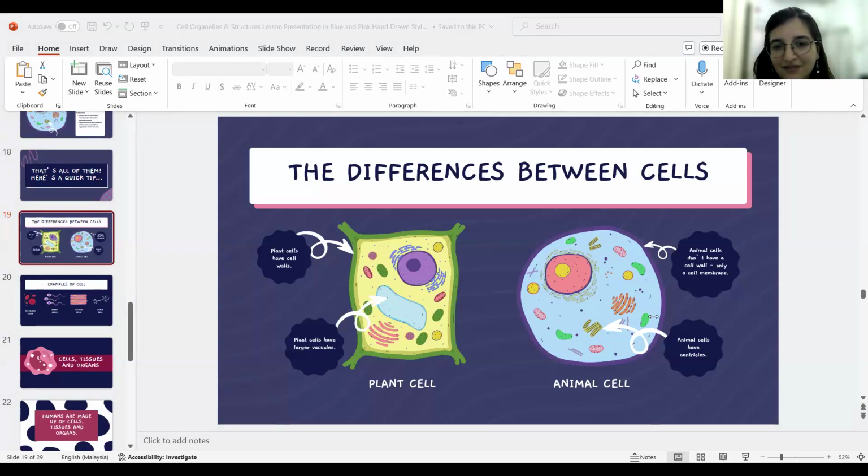Have. Okay, so yes, animal cells, they do have vacuoles. It's just that they're smaller. But for a plant cell, you have a big one, like a big central vacuole. Correct, Dominic. Good.